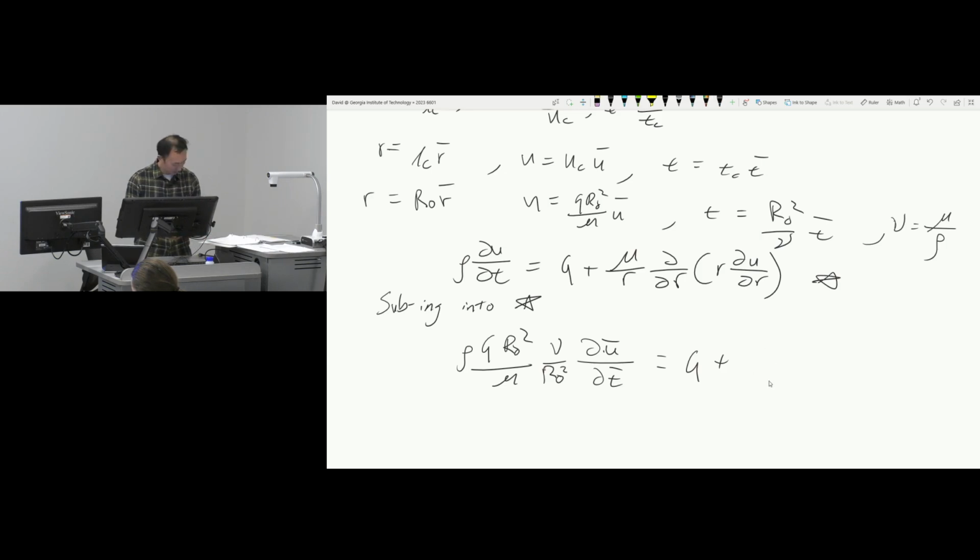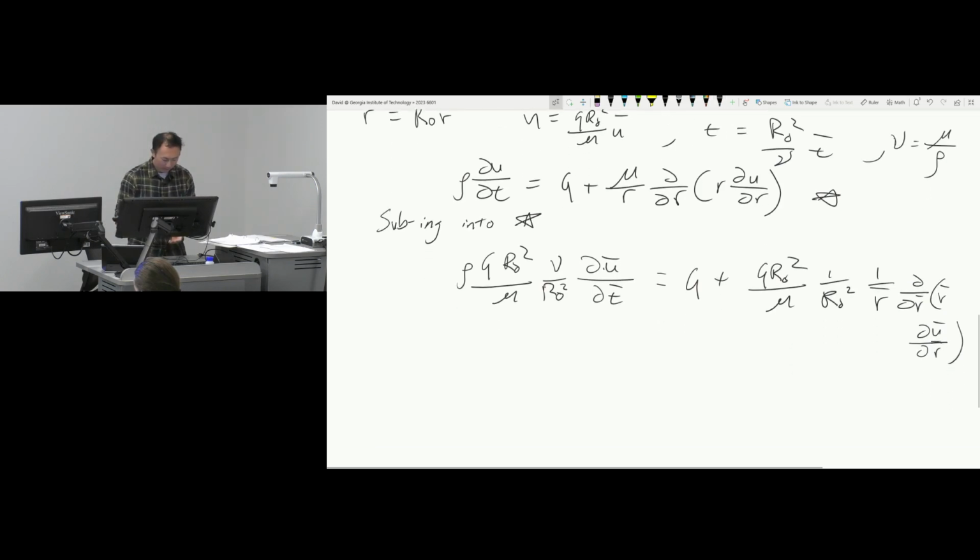G plus g r naught squared over mu, 1 over r naught squared. And then everything should be barred. D by dr bar, r bar, du bar, dr bar. All right. And if you do your algebra correctly, you should get something that has gotten better. Your new equation should look like this.